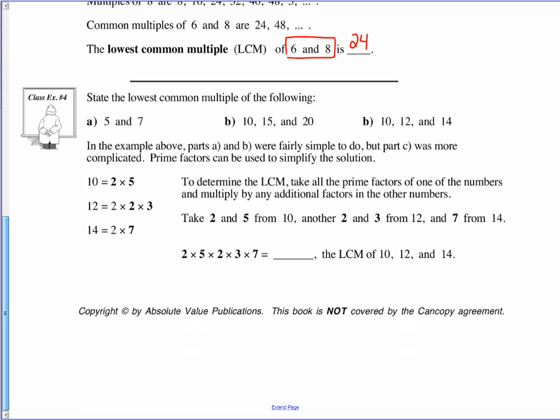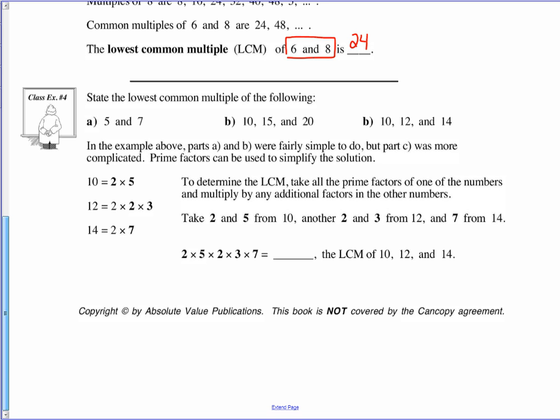So when we're finding lowest common multiple, we can again use prime factorization. I don't know if you notice a theme here. Always prime factorizing. But we write each of them as a product of primes. So let's do this example, here they did 10, 12, and 14. Okay? So we wrote out the prime factors. We write out the string of the product of primes. 10 is 2 times 5, 12 is 2 times 2 times 3, and 14 is 2 times 7.